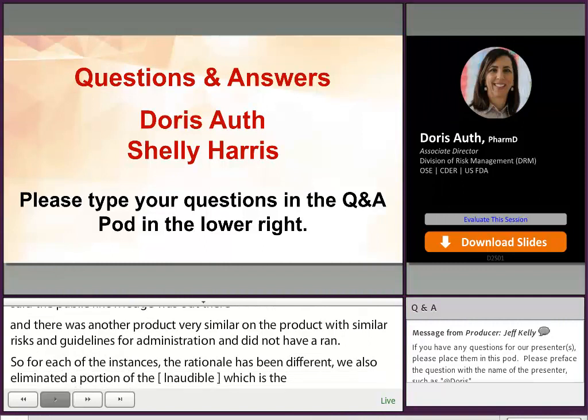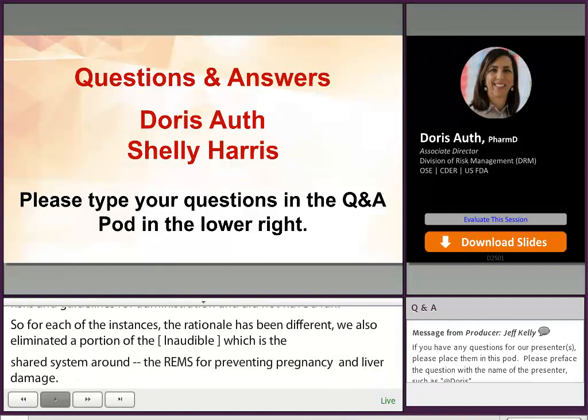And so a couple of years after the REMS was approved, there was an advisory committee, and we reanalyzed the data on the liver abnormalities and determined that it was no longer necessary to have that component in the REMS. So that's an example of when a portion of a REMS was eliminated, but not the entire program.